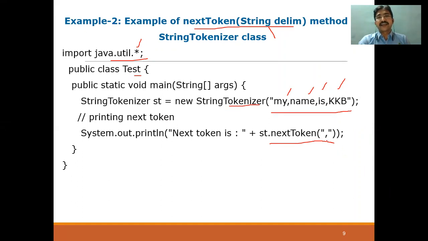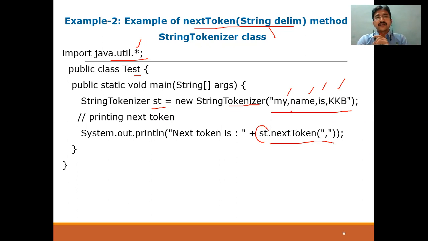So once it encounters a comma over here, up to that comma it will take that as one token. Then it will take the next token. What is the purpose of nextToken? It will take the next token in the StringTokenizer object. What is the StringTokenizer object here? st. So st dot, in StringTokenizer, it has already divided, right?